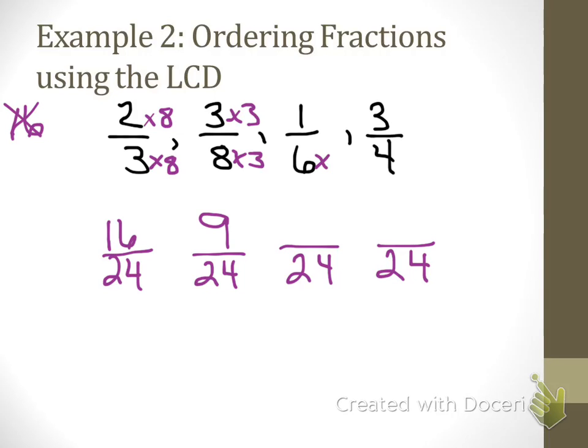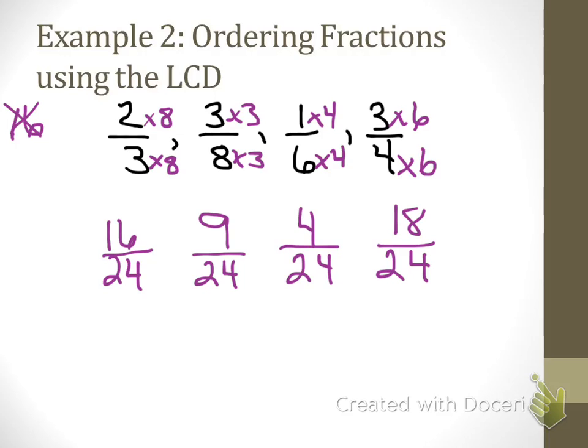6 times what equals 24? 4. So 1 times 4 is 4. And 4 times what equals 24? 6. So 3 times 6 is 18. Now, that part you do need to show on your homework tonight, what you're multiplying top and bottom by to get to your common denominator. Now that all of your fractions are of equal size, meaning they all have the same denominator, now you can look at their numerators and tell me which one is the smallest one.